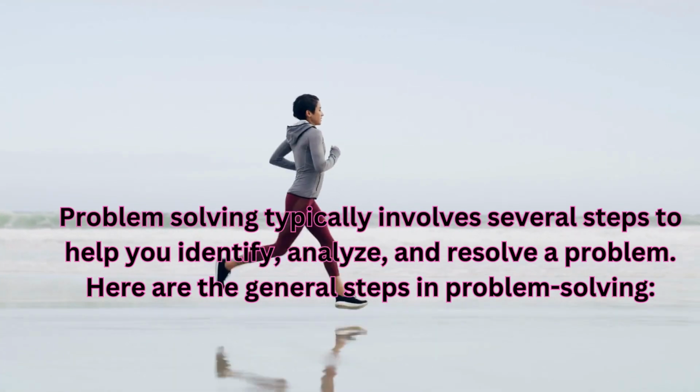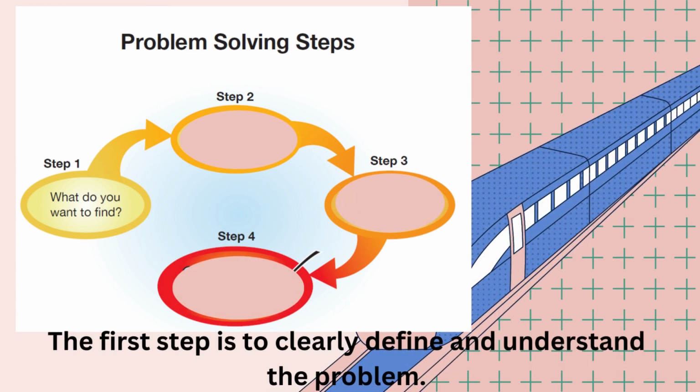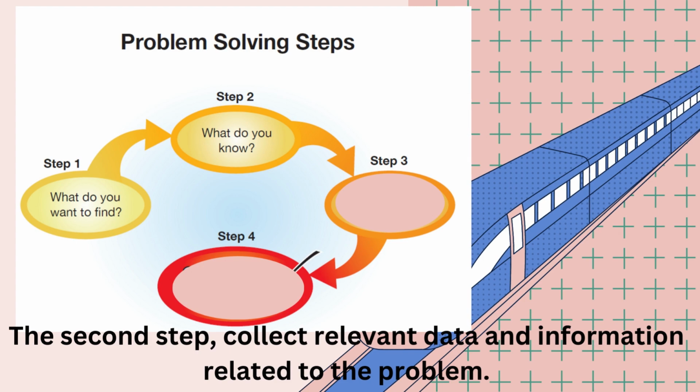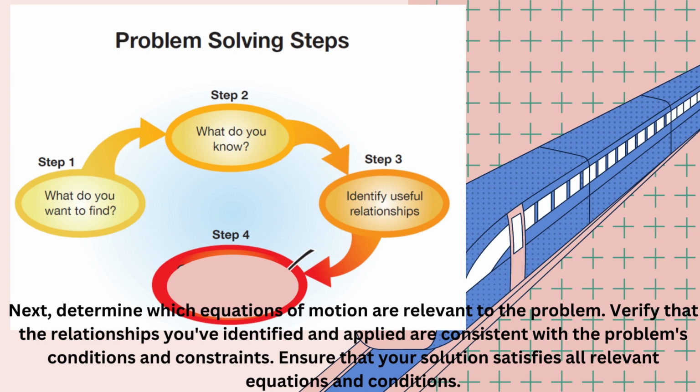Here are the general steps in problem solving. The first step is to clearly define and understand the problem. The second step, collect relevant data and information related to the problem. Next, determine which equations of motion are relevant to the problem.